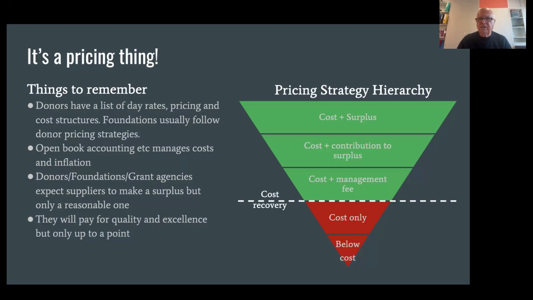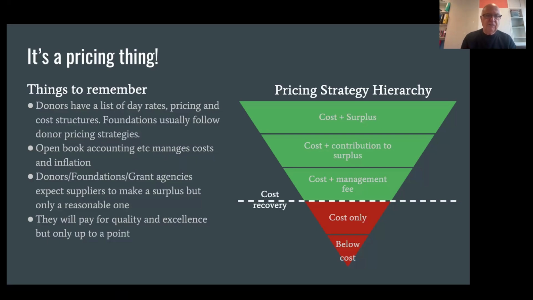Then you're subsidizing the contract, you're subsidizing the grantee, because you're not covering the related costs around surplus, around risk, around management fees, around their pension contributions, about any travel rates. So there is quite a clear hierarchy about this, and it's worth spending some time thinking about how you cost.